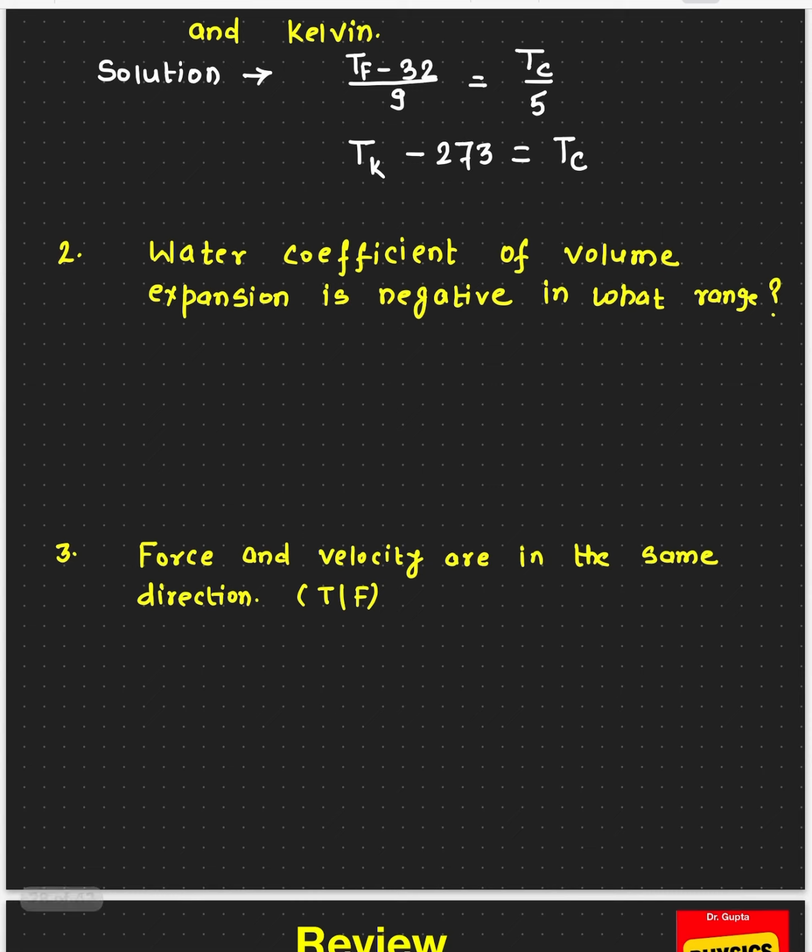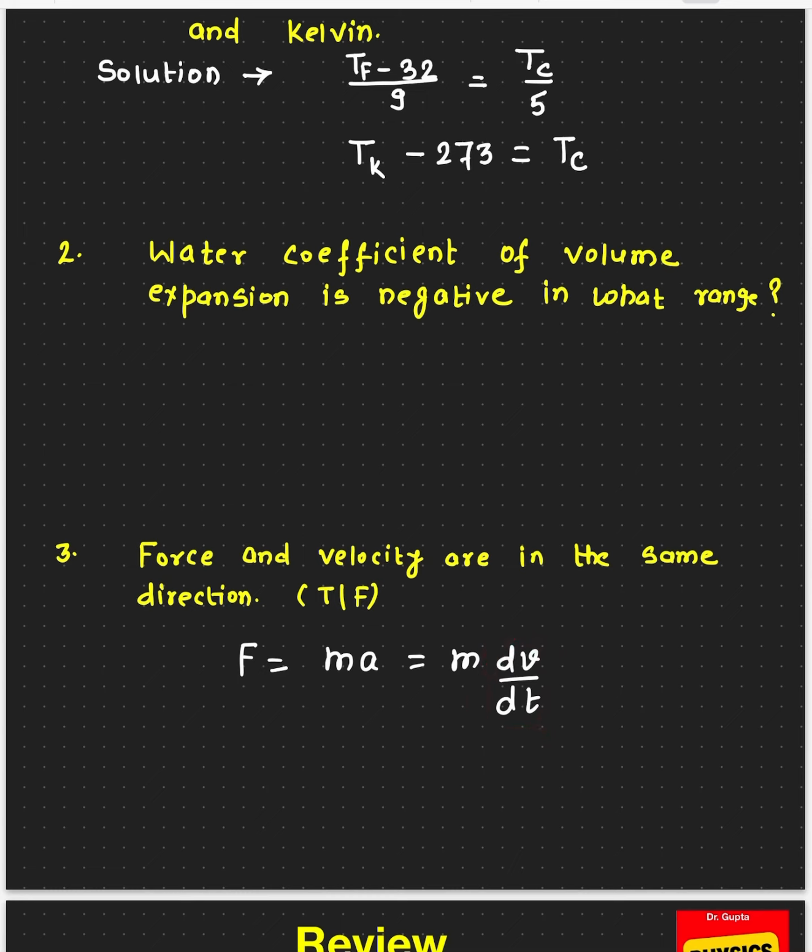The third question, force and velocity are in the same direction. How do we find out? In order to answer this question, you have to find out the relationship between the force and the velocity. We know the force is equal to mass times acceleration, and acceleration is dv over dt. So this is the force and that's the rate of change of velocity, and this is the velocity here. So force and velocity are related by this derivative here.